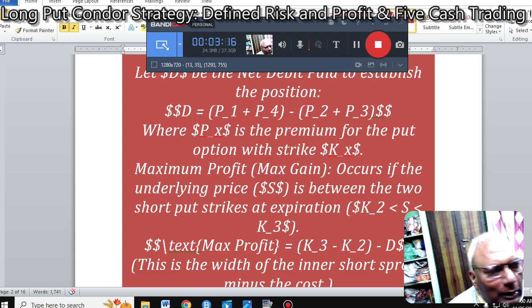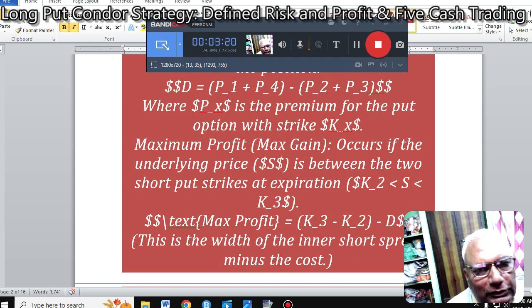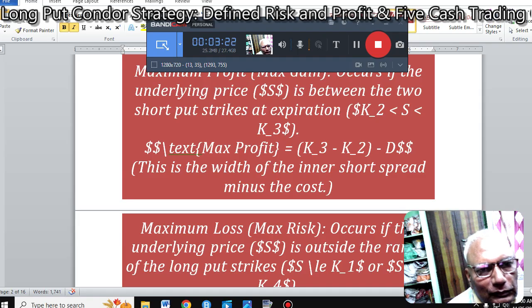Maximum profit, maximum gain, occurs if the underlying price is between the two short put strikes at expiration. Maximum profit equals K3 minus K2. This is the width of the inner short spread minus the cost.